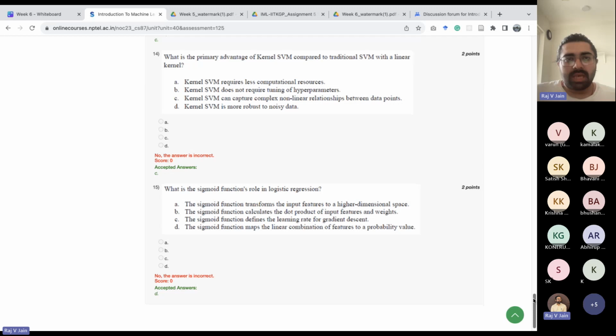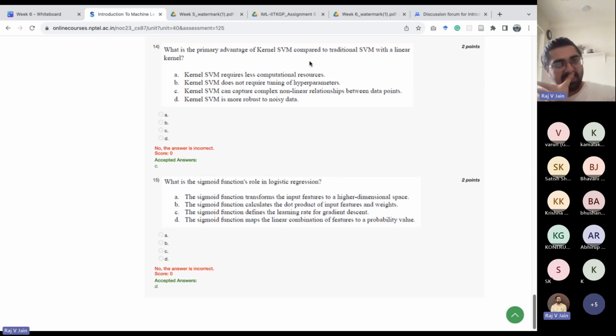Then, what is the primary advantage of kernel SVM compared to traditional SVM with a linear kernel? I hope this is clear. The idea is that it can capture non-linear relationships between the data points. As I said about the RBF and other kernels, it projects to a higher dimensional space, where you have a much richer representation of the same feature vector, and therefore you can capture any non-linear relationships in the data.